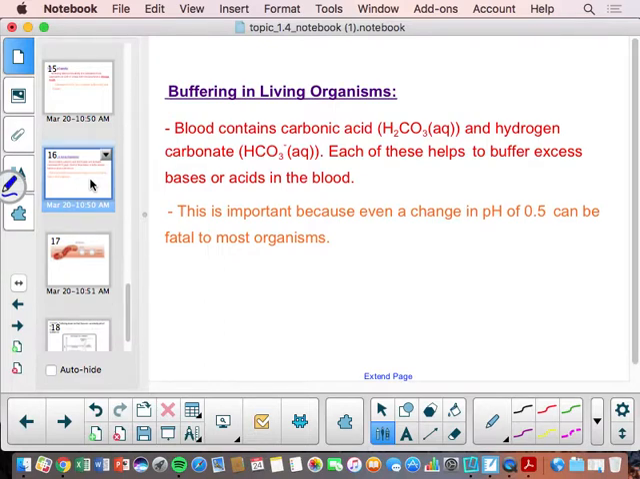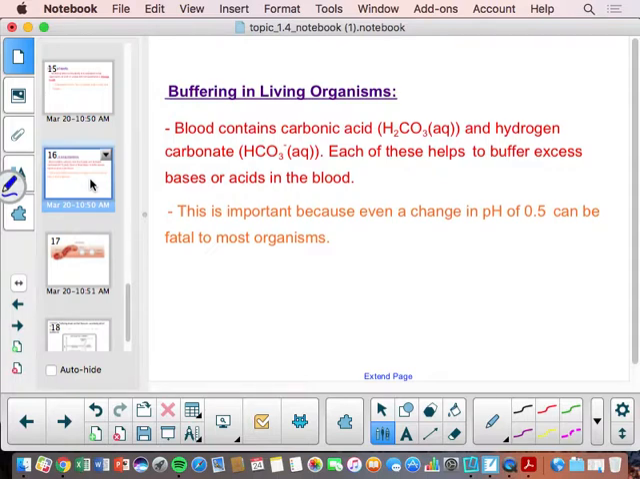So it says buffering in living organisms. In our bodies, your blood contains carbonic acid and hydrogen carbonate. Both of these help to buffer excess acids and bases in your blood. So if you take things into your body that are acidic or basic, your blood is going to work to neutralize it. This is important because even a change of 0.5 in the pH of your blood can be fatal. So a change in your blood of 0.5 pH, you can die. Yeah, so like drinking acid, for instance, not going to be good.